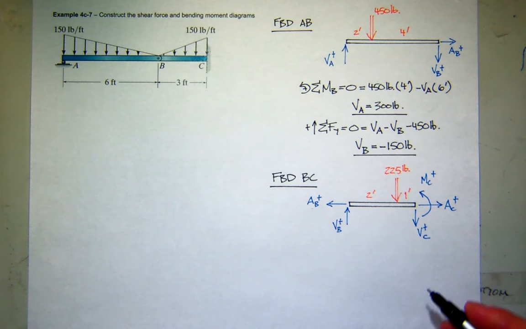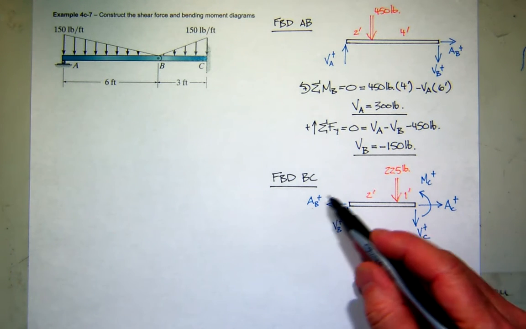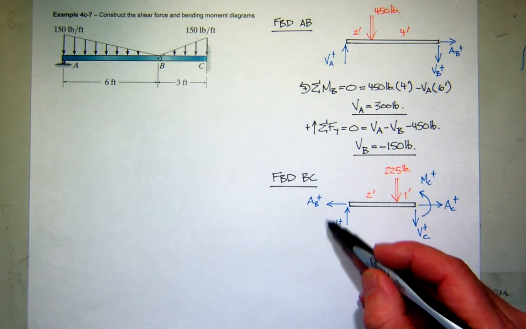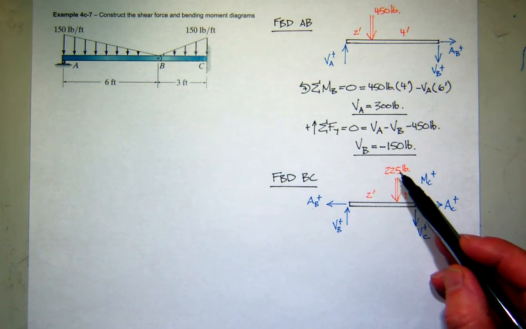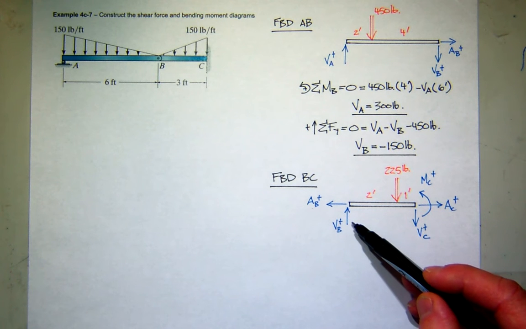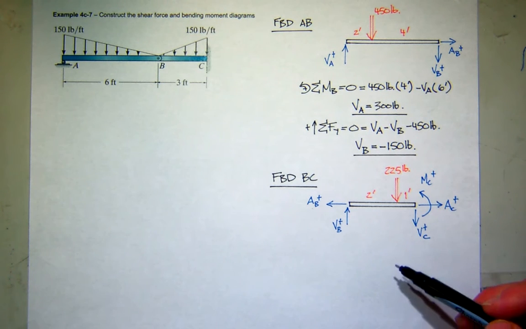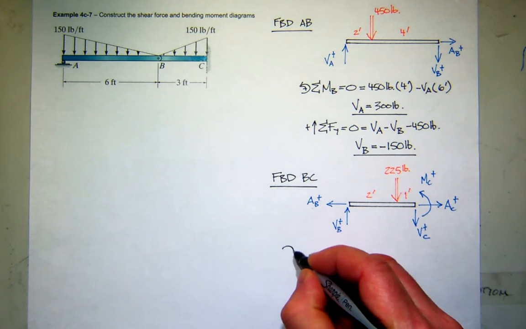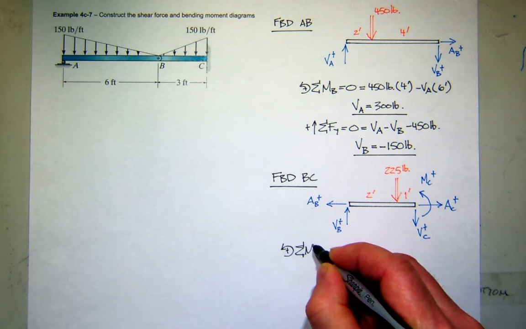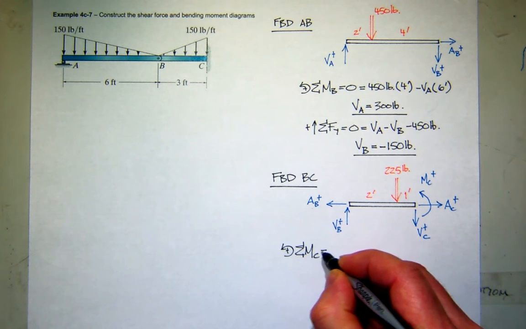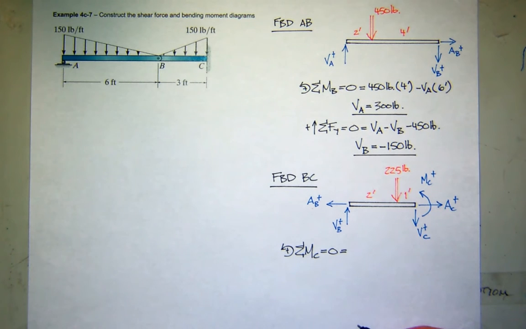So let's do it. So what are we going to do? Remember, I don't know A, but I do know B. So if I come over here and sum moments at C, the only thing that creates a moment about C is the load and my shear at B, which is great. I can find the moment. So let's do that. Again, using the right-hand rule for my sign convention, I'm going to sum moments at C and make sure the structure is in equilibrium.